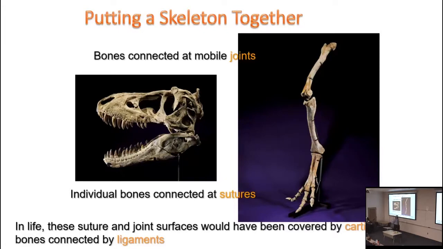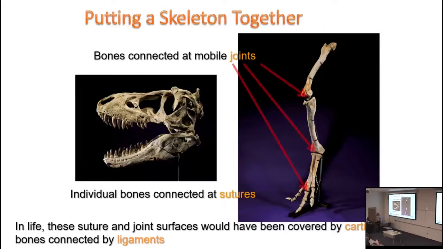Now, when we find skeletal material in the fossil record, it's mostly the bone, mostly permineralized bone that we find. And we don't find the softer tissues that were there before. Now, in life, the sutures and joint surfaces would have been covered by the soft tissue cartilage, which does occasionally survive. And the bones connected by ligaments. And that's why if you just fleshed out, so removed the flesh of an animal, you could still have a skeleton that hung together because of the ligamental connections and the cartilage in there.